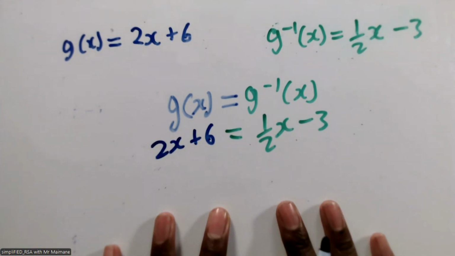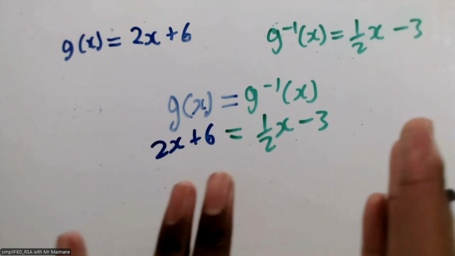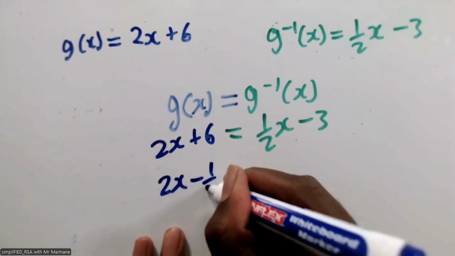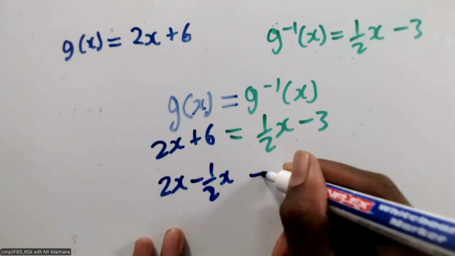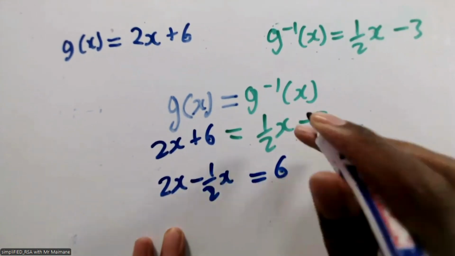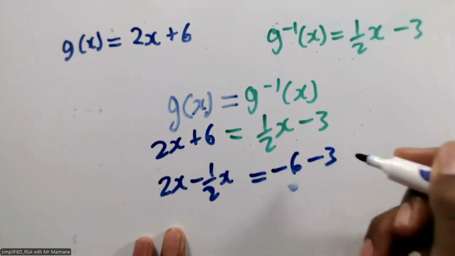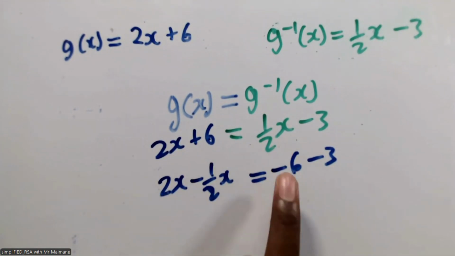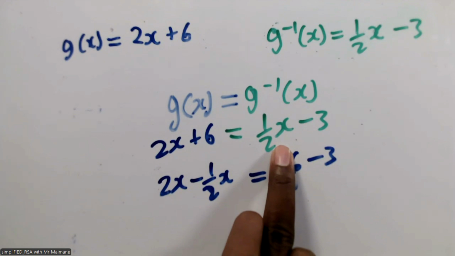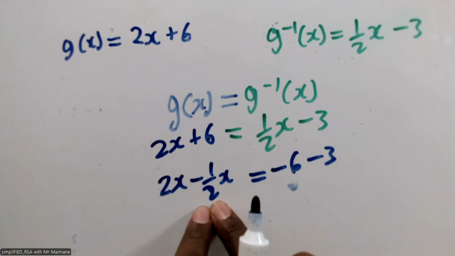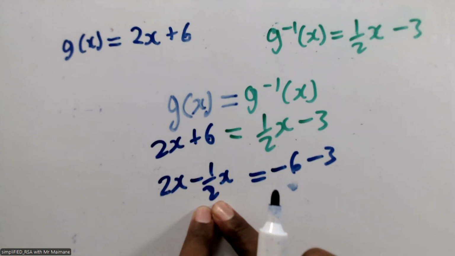I'm going to arrange the like terms with the like terms and the constants with the constants. So swapping this around, I will have 2x minus 1 over 2x is equals to minus 6 minus 3. If I take the 6 to the other side, it's going to become minus 6. If I take the 1 over 2 to the other side, it's going to become minus 1 over 2. But this 2 is disturbing me because now I have a fraction.